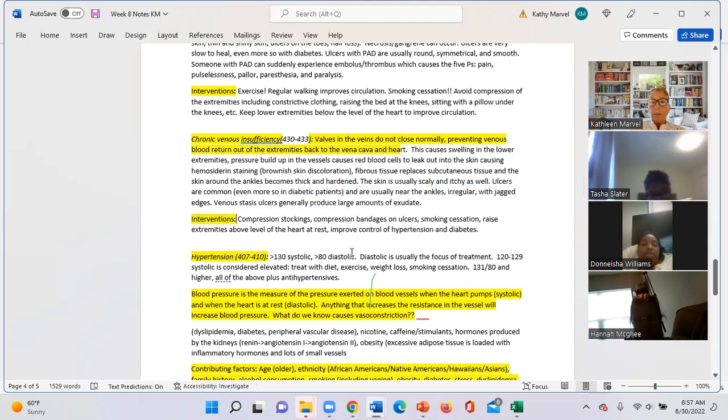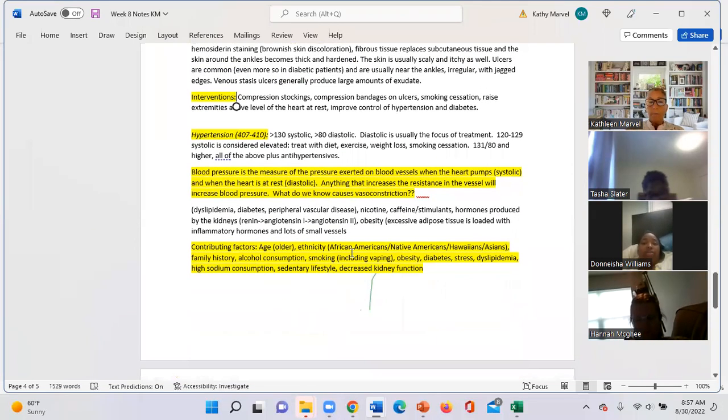Okay. And hypertension, we covered that. So typical blood pressure is what? Is it 120 or 130 over 80? Which one? 120. 120 over 80? Mm-hmm.